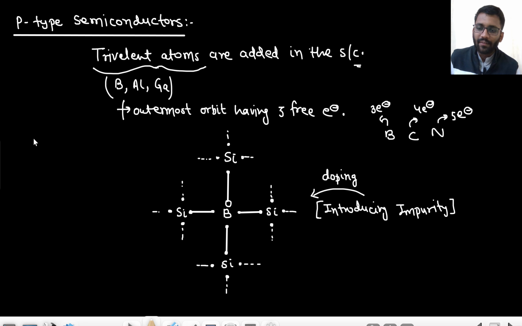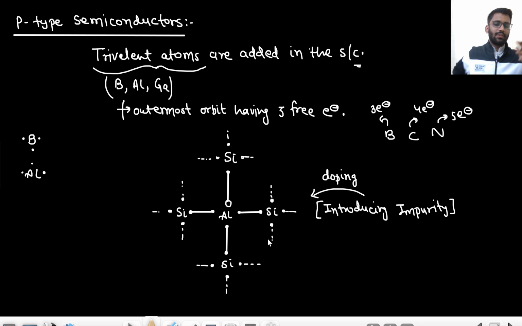Boron is only having, this is your boron, only 3 electrons in the outermost shell. Same with the aluminium. Aluminium is also having only 3 electrons. So instead of boron, I will prefer writing aluminium because of the bigger size. I will write aluminium here. So three electrons are there, and it is having one vacancy.